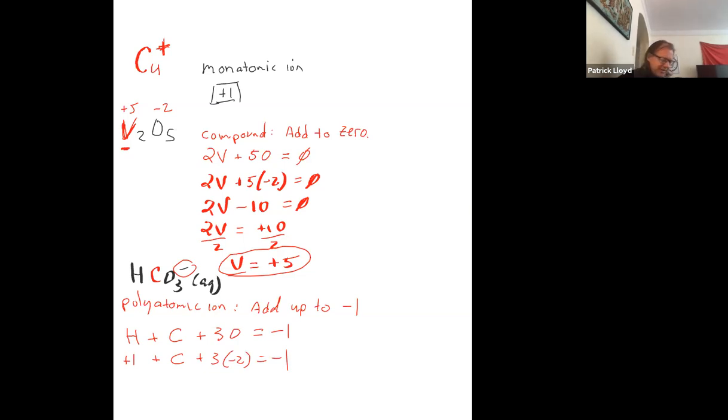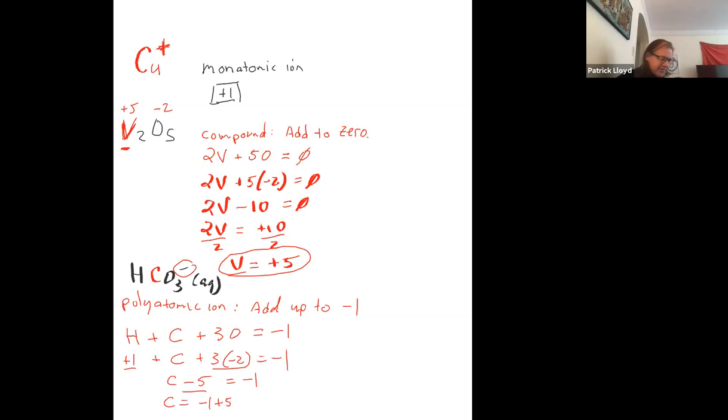So let's combine some terms. We have +1 and 3 times -2, that's -6. -6 + 1 is -5. So really it's carbon - 5 equals -1. All right, I've just combined these two terms here to get -5. Add 5 to both sides, right? If you have C - 5, you add 5. So add 5 to both sides.